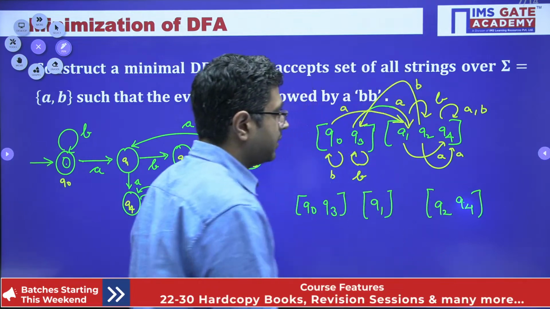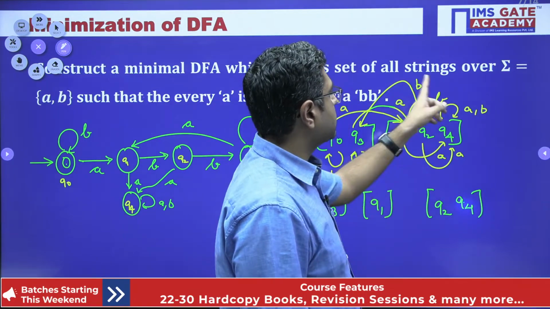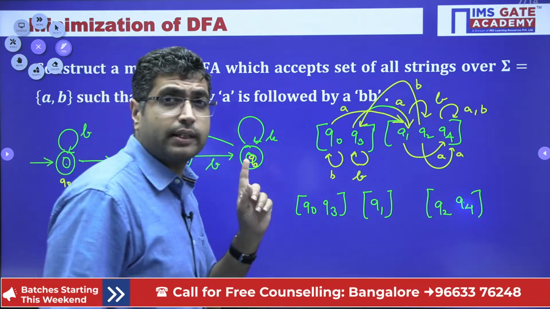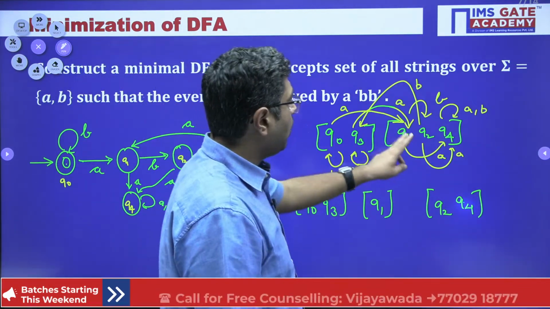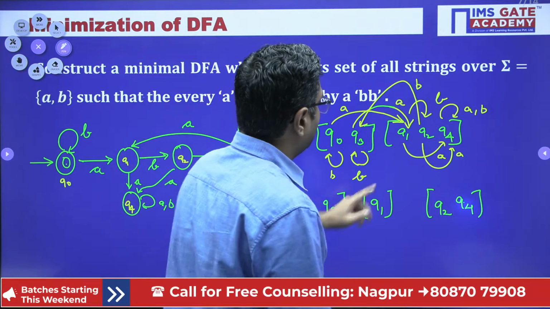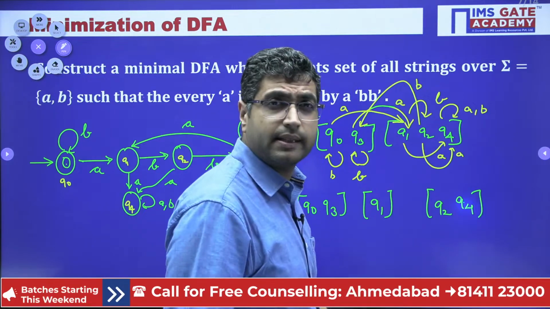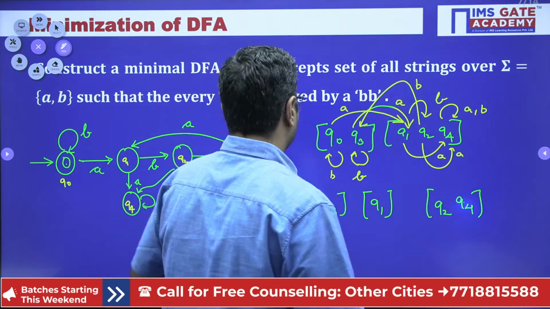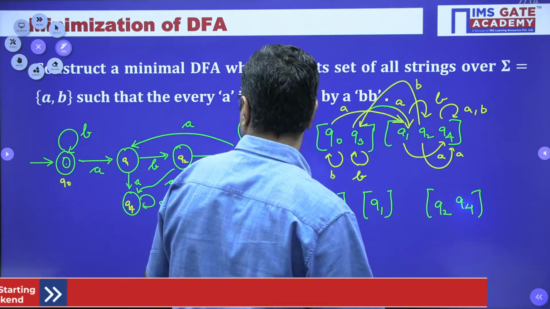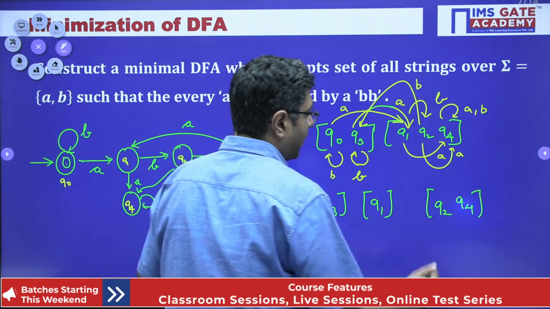How? Let me reiterate this point. Q2 on A is going to Q4, Q2 on B is also going to Q2 on A. So first of all, we have to check the set behavior on A. Q2 on A is going to Q4, Q4 on A is again going to Q4. That's it. Both are in the same set. Now Q2 on B is going to Q3, which is a final state. So we cannot merge these two guys.